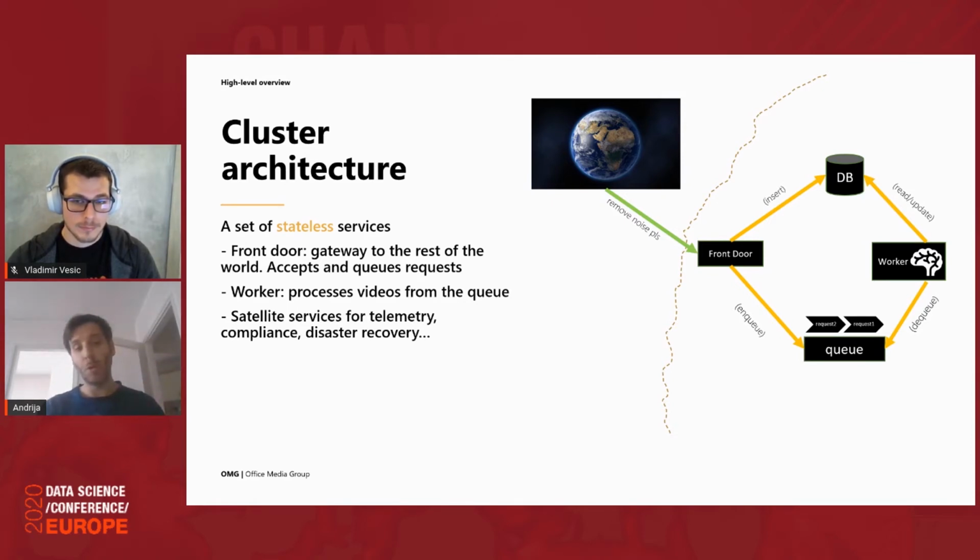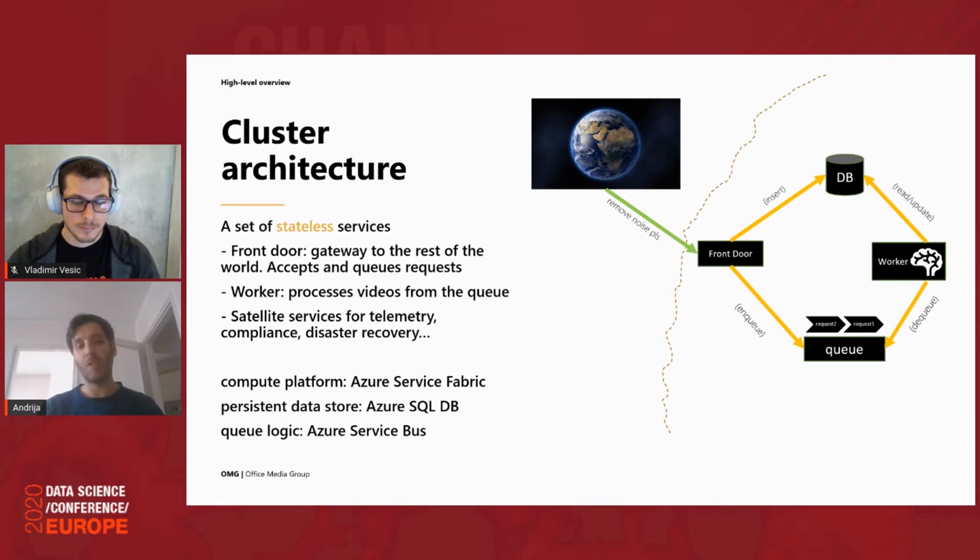So for the compute platform for these services, we use Azure Service Fabric. Service Fabric is Microsoft's microservice platform, and basically almost every big Microsoft product in the cloud runs on Service Fabric underneath. For the persistent data store, for the database, we use Azure SQL DB, and for the queue itself, we use Azure Service Bus.